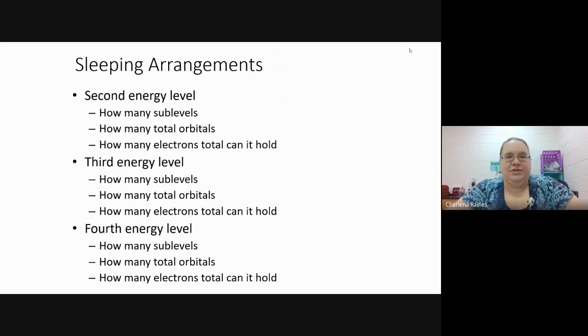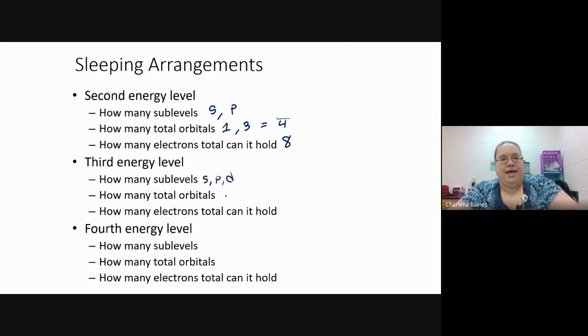So the second energy level, we saw yesterday that on the second energy level, you can find the S and the P sublevel. The S sublevel has 1 orbital, the P has 3, so that is a total of 4 orbitals, which means my second energy level can hold 8 electrons. Third energy level, we have S, P, and D. S had 1 orbital, P had 3, D had 5. Again, those odd numbers. So if I add all that up, I get a total of 9. 9 times 2 gives me 18 because each orbital can hold 2 electrons.